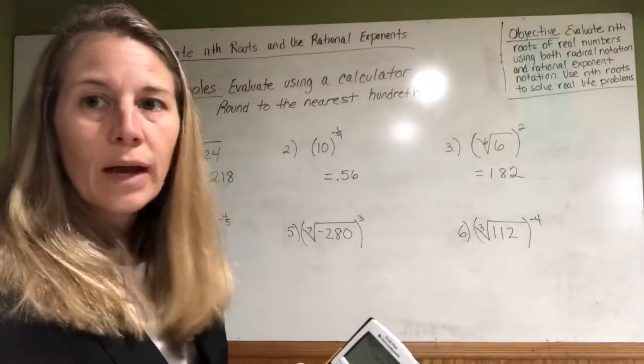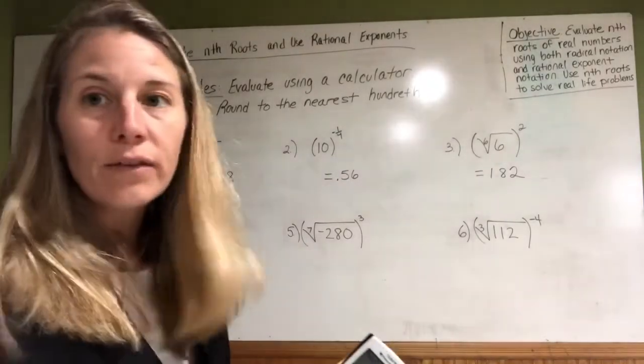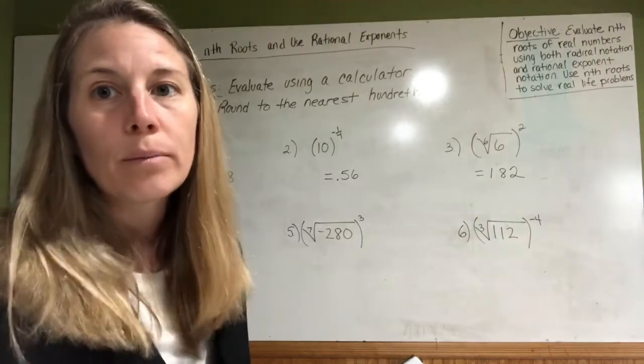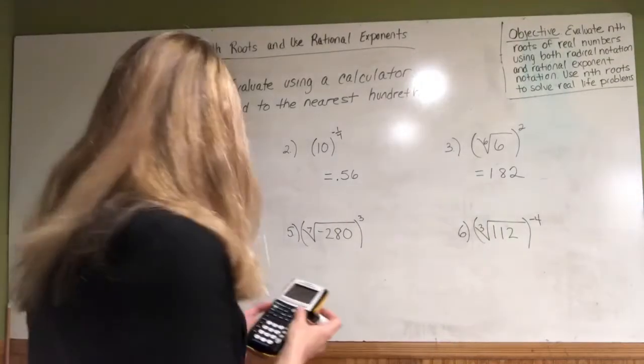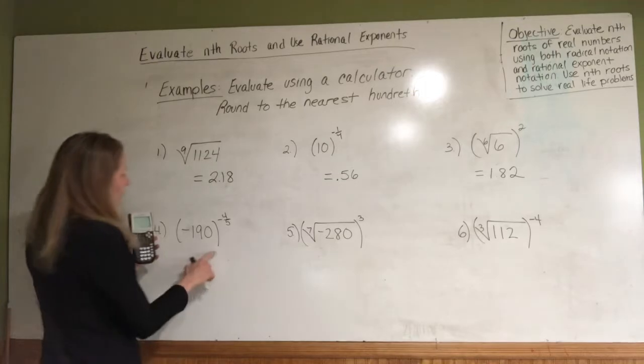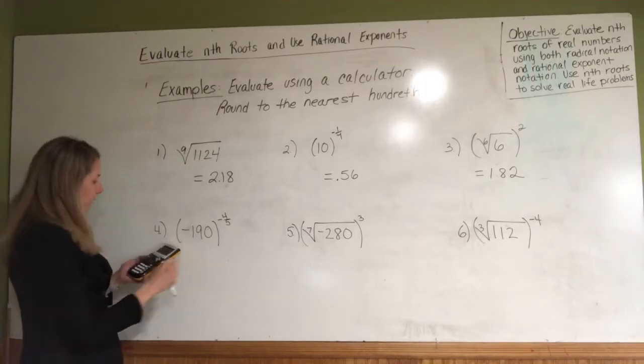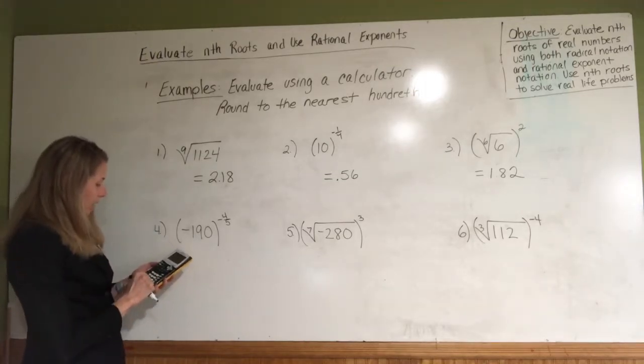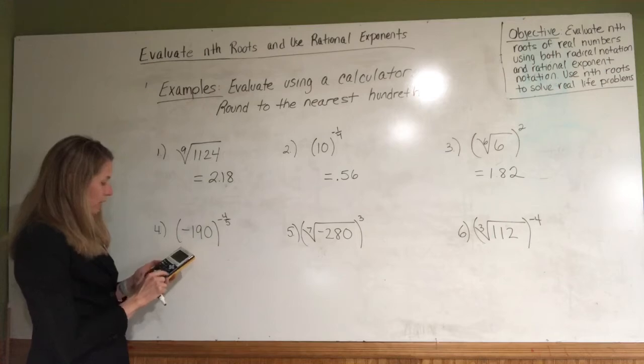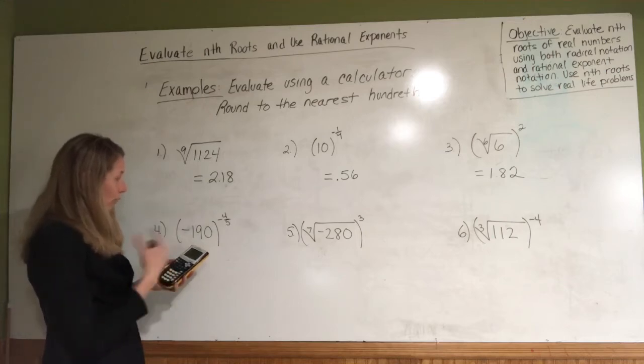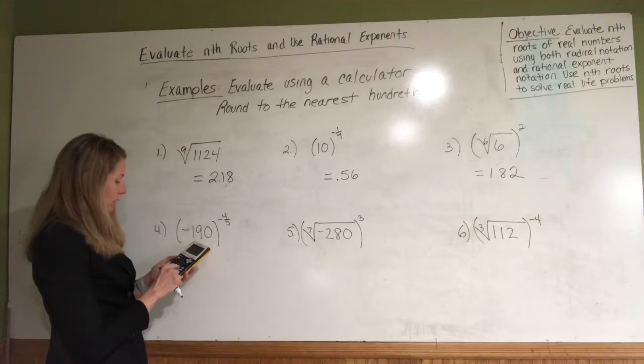So I would encourage you now to go down and pause the video, do the next 3, and then pop it back on so you can see the answers. So for number 4, when I type this one into my calculator, I'm doing parenthesis, -190, parenthesis, raising it to, and I'm going to put my fraction in parentheses because it is negative.